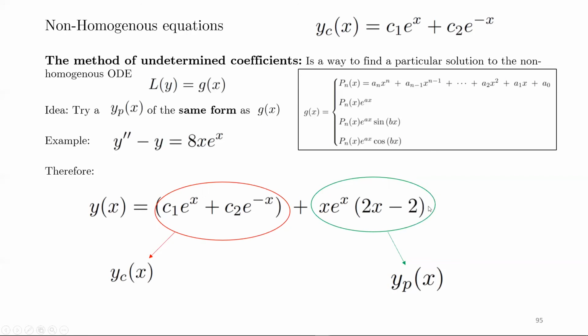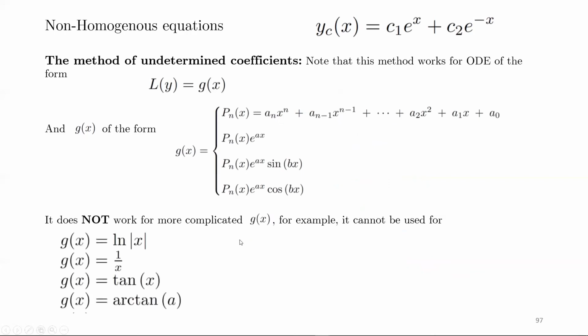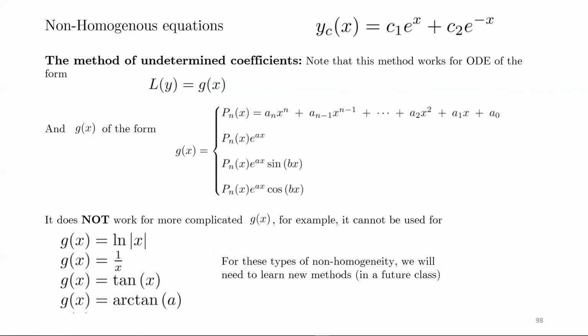Okay, so just to summarize here, the method of undetermined coefficients works for non-homogeneous terms of this form here that we already introduced. It does not work for more complicated functions of g, for example, the log of x, 1 over x, tangent of x, or even the arctan of x. So for these types of non-homogeneity, we will need to learn some new methods, which we will in a future class.